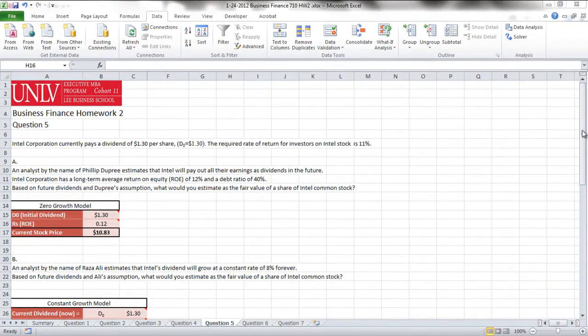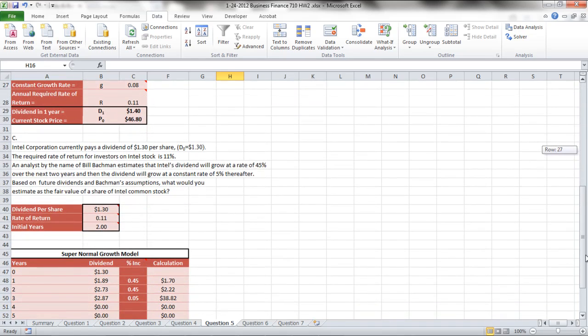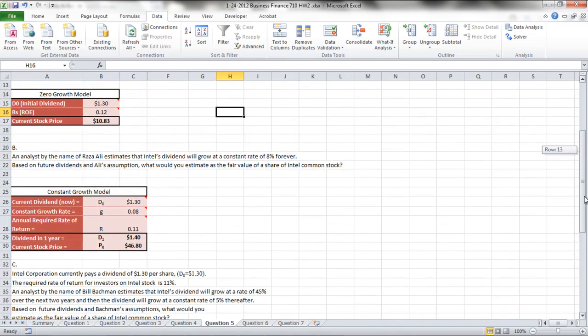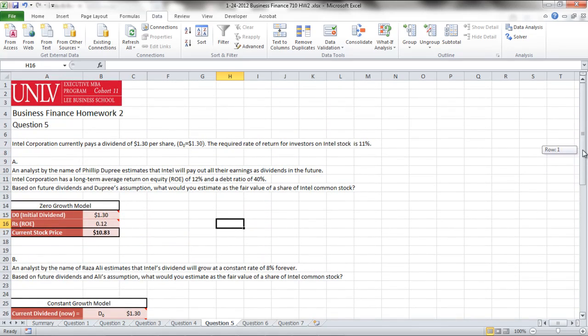Hi everyone, and welcome to question 5 of our business finance homework, the hardest one out of all 7 to complete. Today we're going to be focusing on the zero growth model, the constant growth model, as well as the supernormal growth model. Each one of these is pretty valuable for the evaluation of stocks in the future, so let's dive right in.